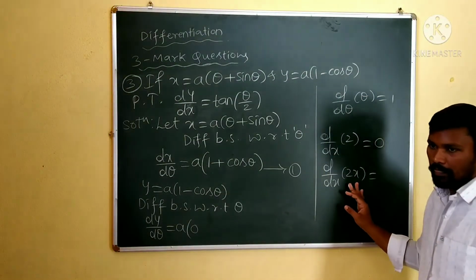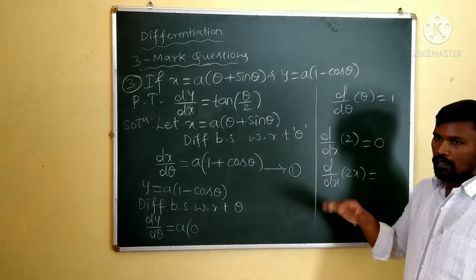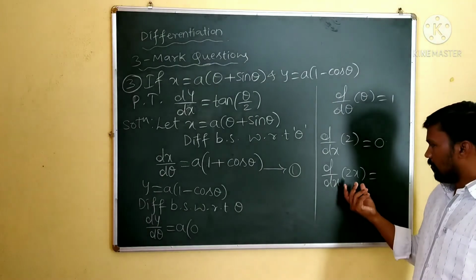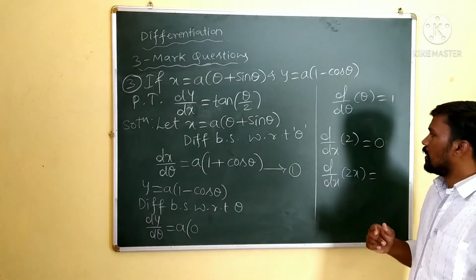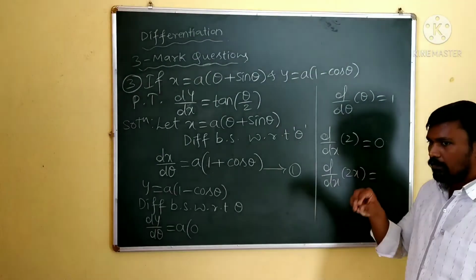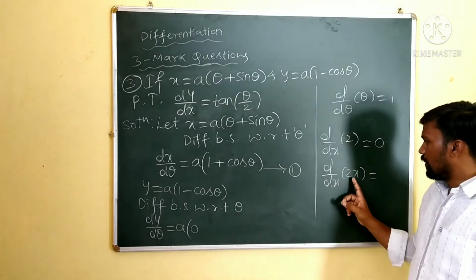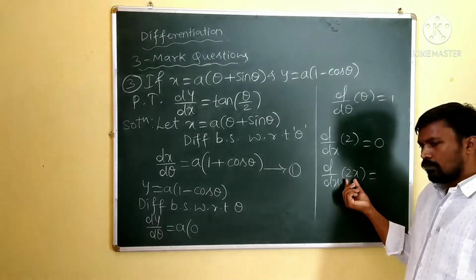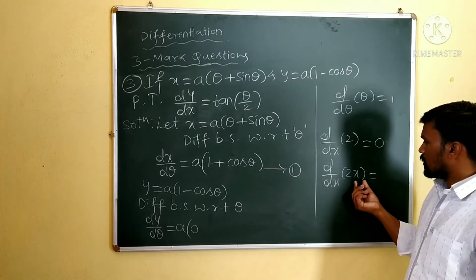2x is a variable. It is not a constant. You studied in algebra. Purely constant, derivative of constant is 0. But derivative of 2x. So in particular, if I take 2, it is a constant, x is a variable.